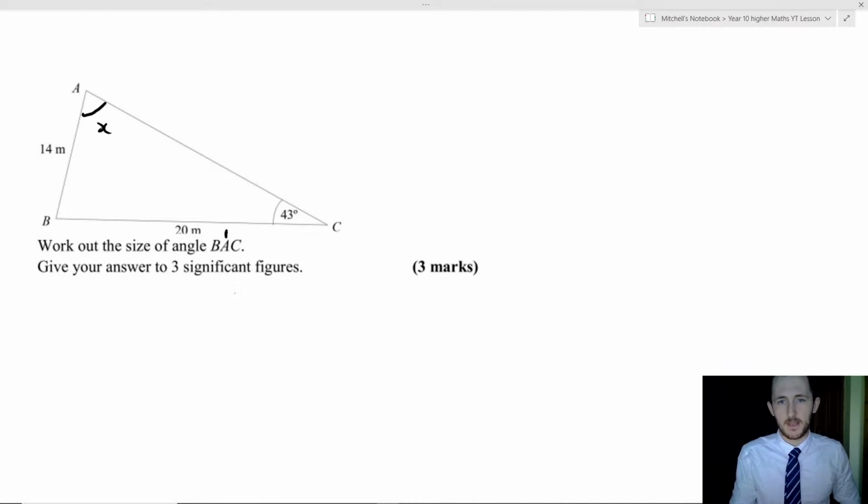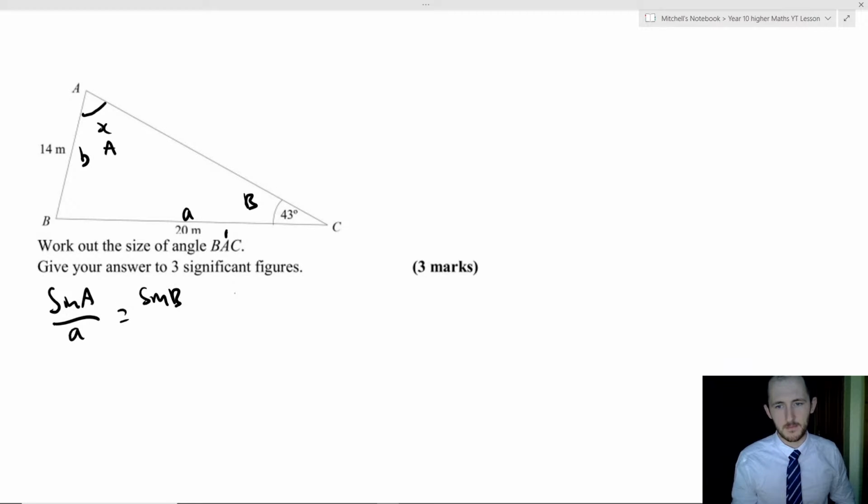Perfect. So again, we can call this angle A, this side A, this angle B, side B. If you want to call it C, you can. Really doesn't make a difference. And we're working out an angle, which is quite nice. So sine A over A equals sine B over B. And we want angle A, so just times both sides by little a. We have sine of angle A, so big A, equals a sine capital B over lowercase b.